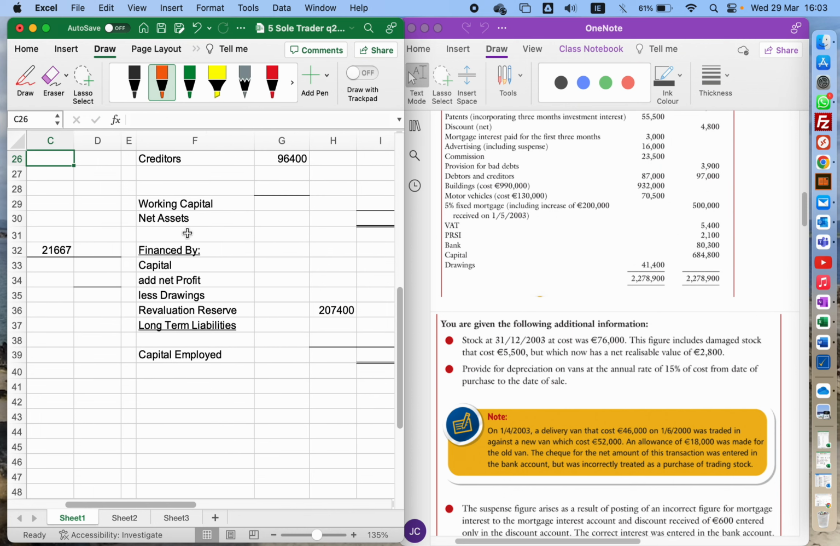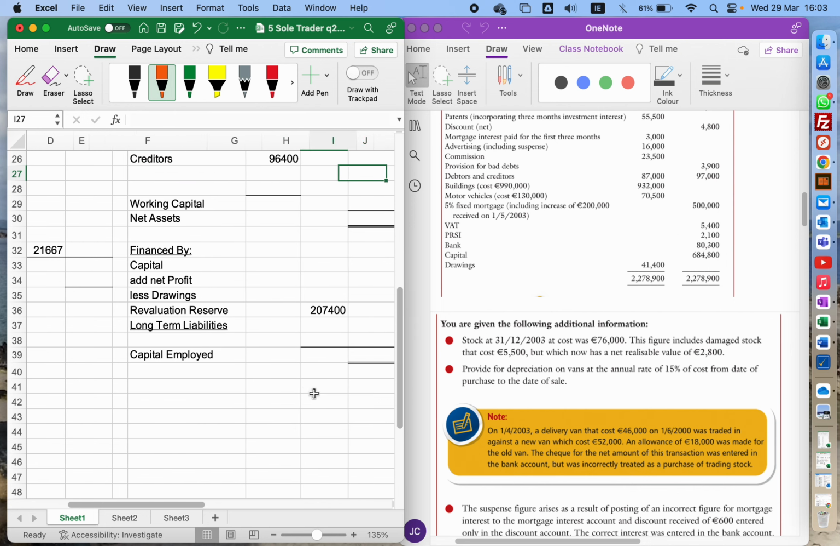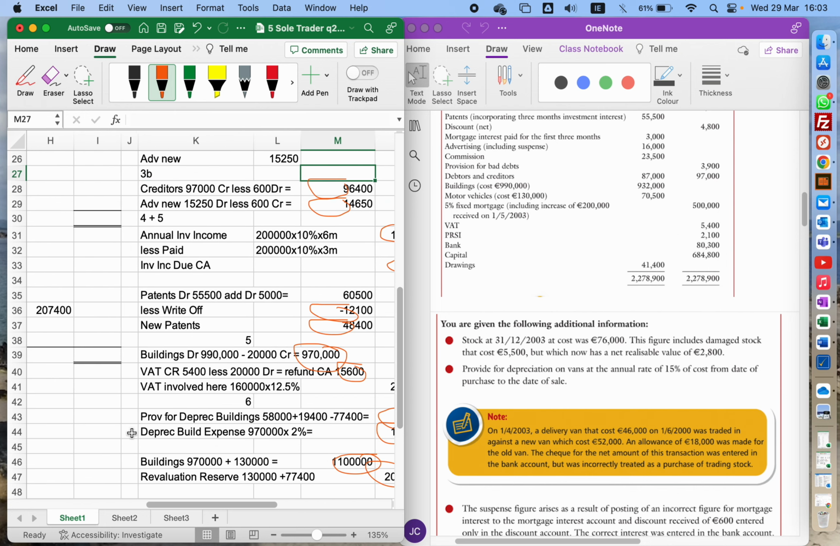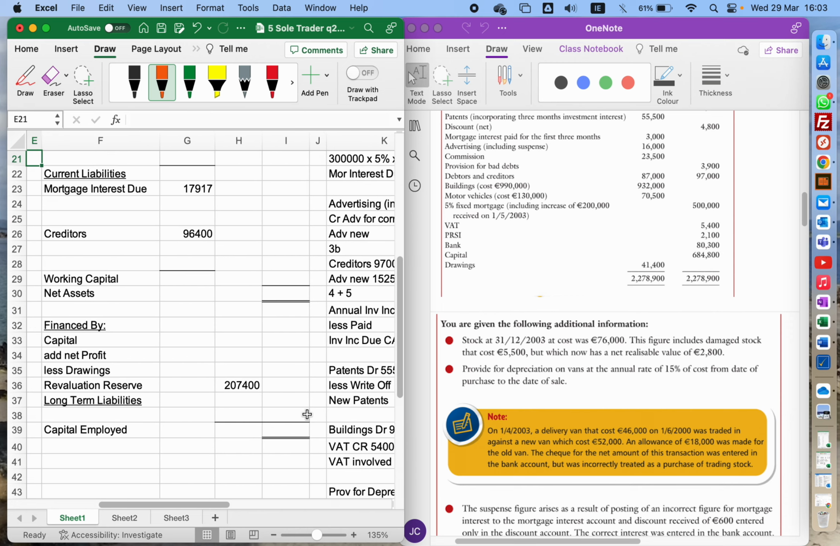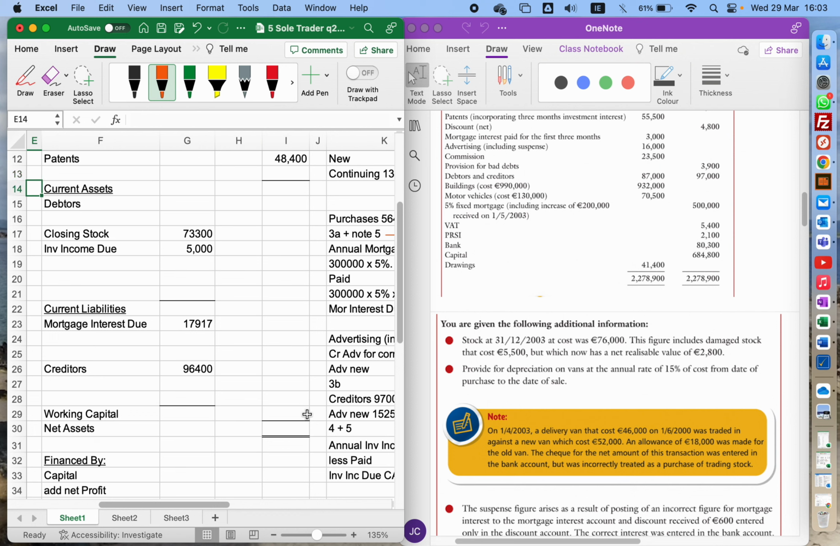Okay, and we're going to put our VAT figure in while we're at it. Now remember, VAT, we ended up with VAT having a debit, which means it's a current asset, so it's 15,600 as a current asset. Okay, that's that.